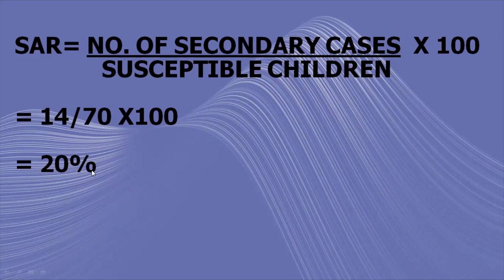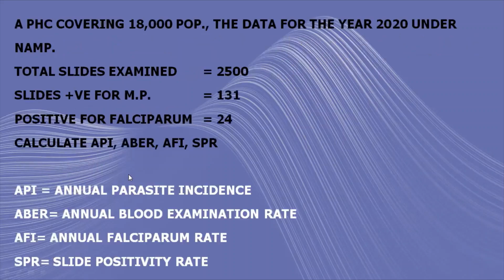They may ask you to interpret also. So if it is like 5%, 10%, it is low, means the rate of transmission is very low. Whereas if the secondary attack rate is 70, 80 or 90%, then the rate of transmission is very high. Like this we have to interpret.